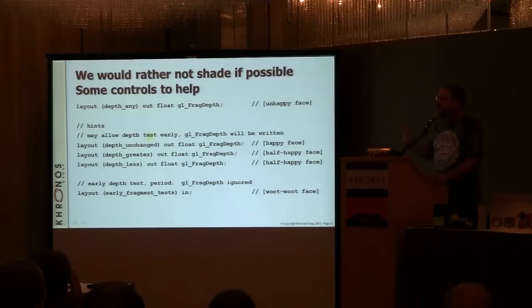The first one, depth unchanged. Now, it's not that you're promising not to write the frag depth, because clearly you are writing the frag depth. The best way I think about this is I'm promising that the result of the depth test, the comparison with the fixed function depth, will be the same sense, true or false, as the depth test against the changed value. So I'm allowing you to change the value, but I'm promising that the result of the depth test will be the same. If you lie to me, you're going to get some really interesting undefined results.